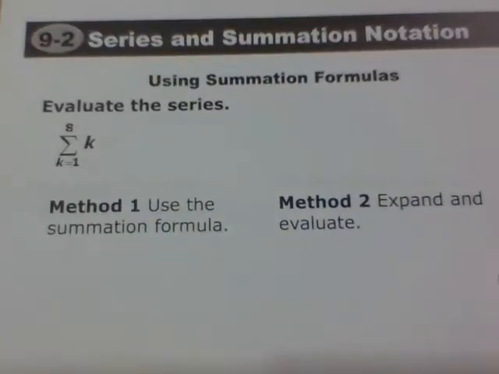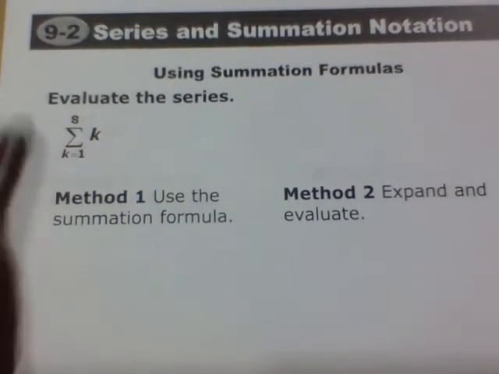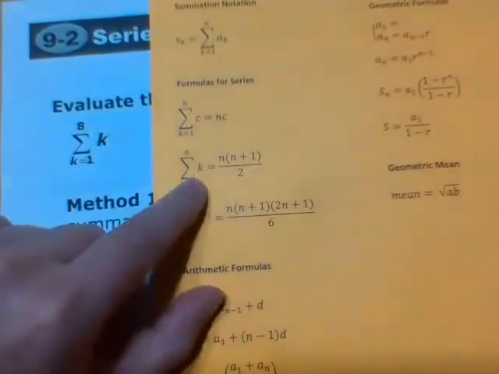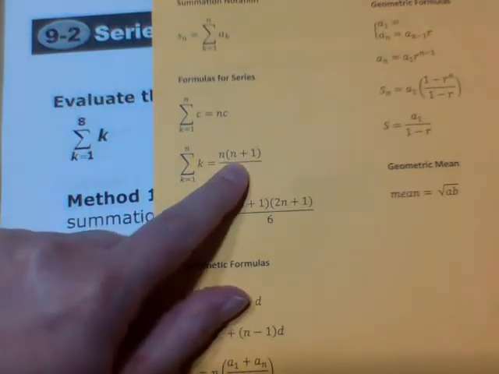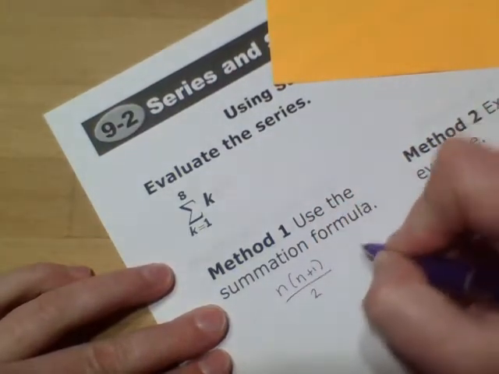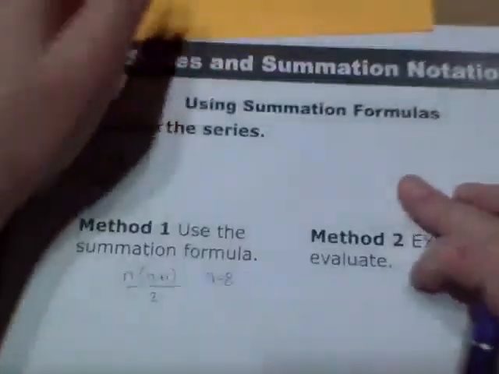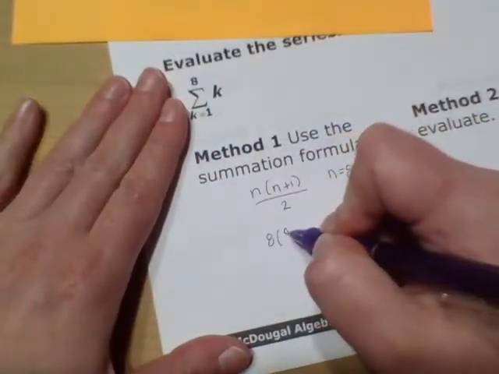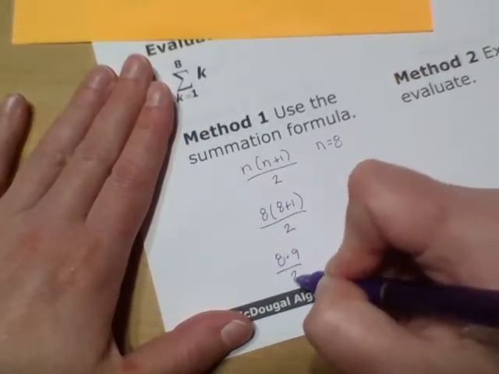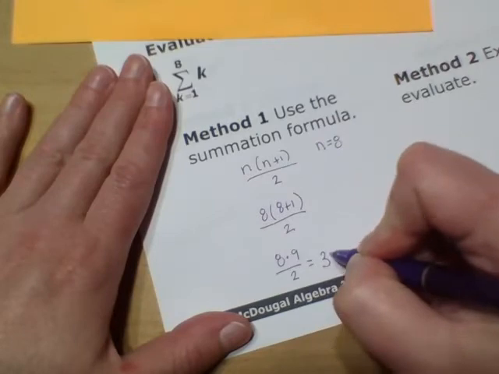The next one says that we're going to evaluate just the formula K. And so if we look at the formula sheet, the formula says that you're going to take this n value as long as it starts at 1, which it does, multiply by the n value plus 1, and divide by 2. So our formula says n times n plus 1 divided by 2. And in this case, we've decided that n is 8. So we're going to take 8 and plug it in. And so we'll have 8 times 9. And that's going to get you 36.